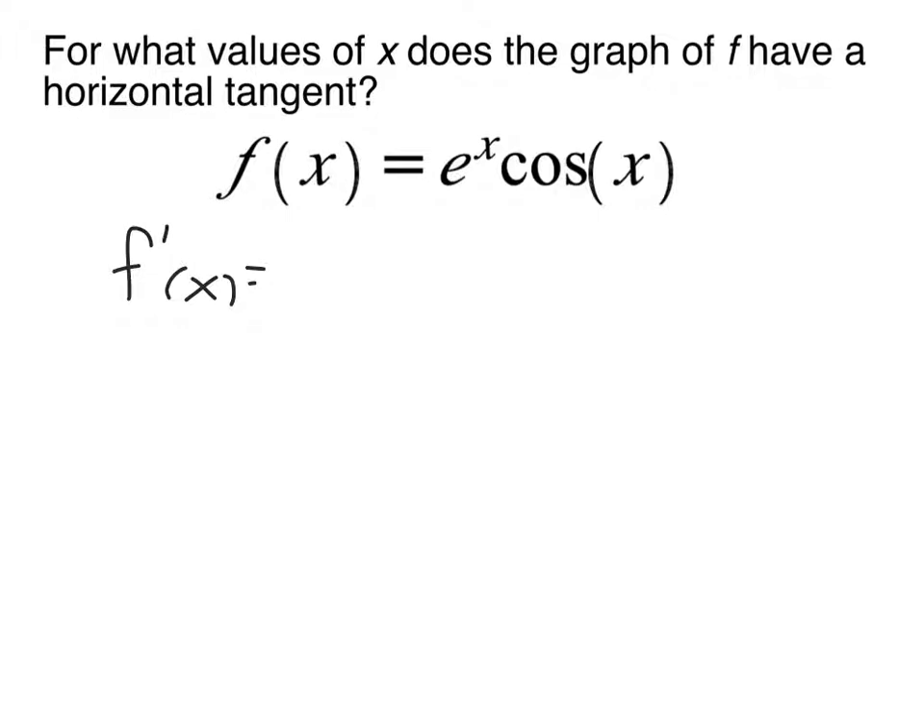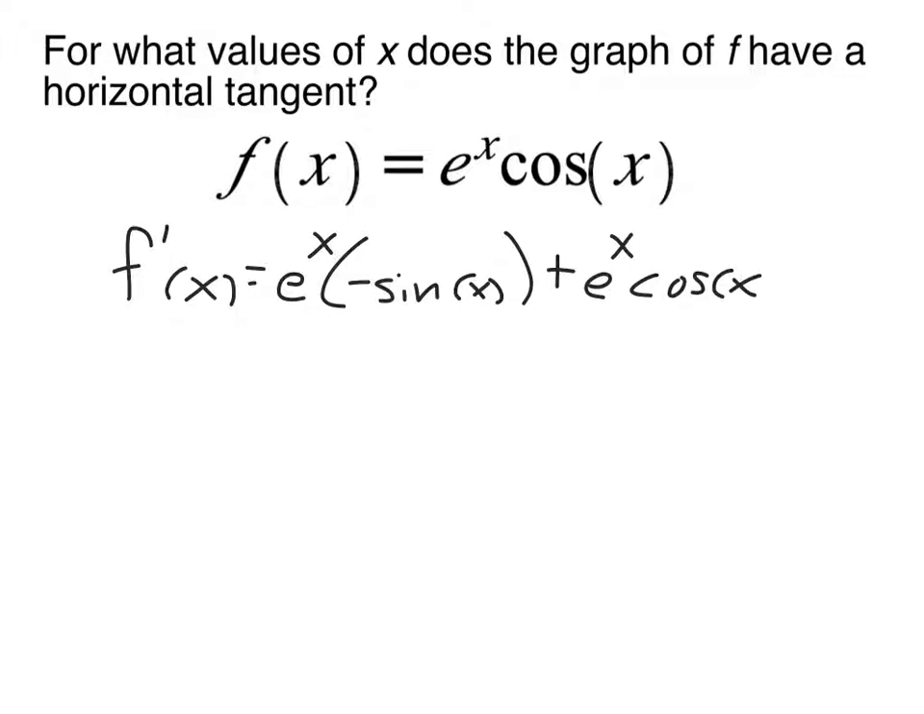So product rule here. Original times derivative. So that's going to be the original e to the x times the derivative of cosine, which is negative sine, plus derivative times original. The derivative of e to the x is just e to the x. And then that is times the original cosine of x.